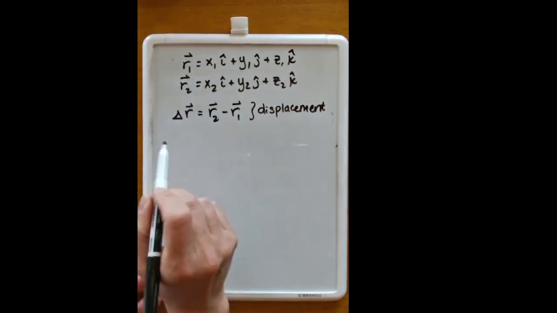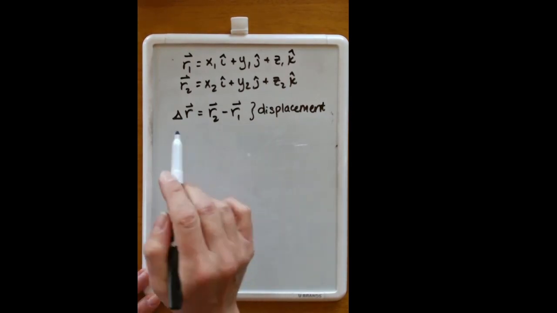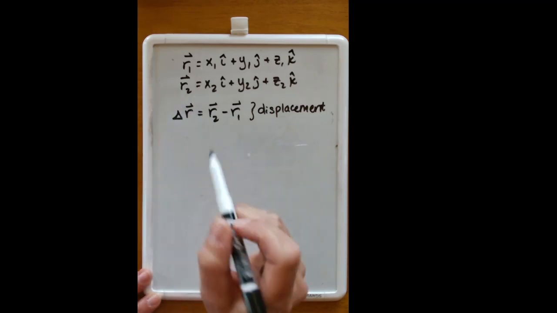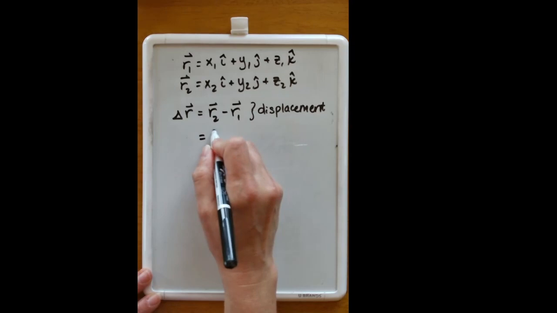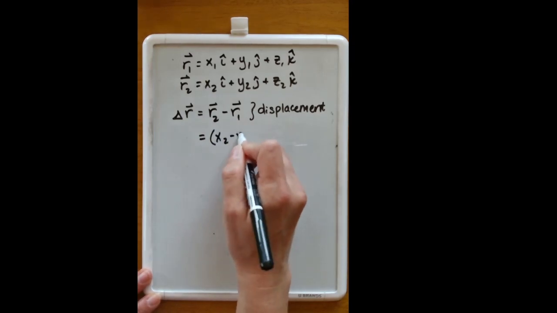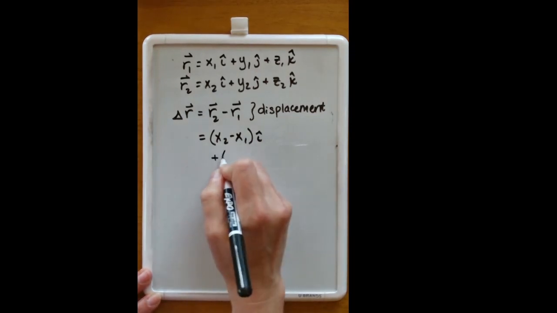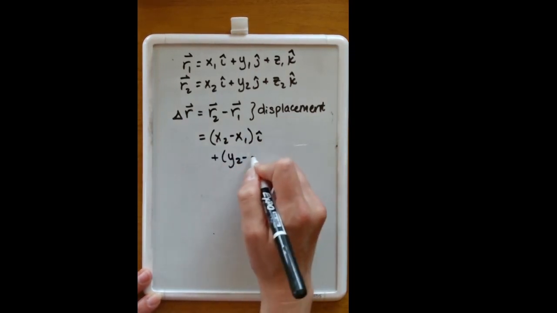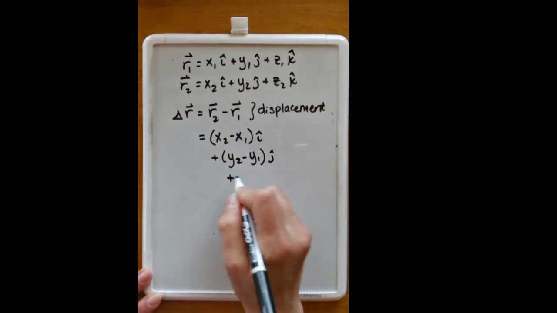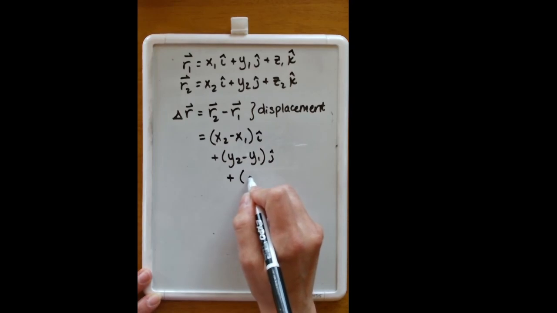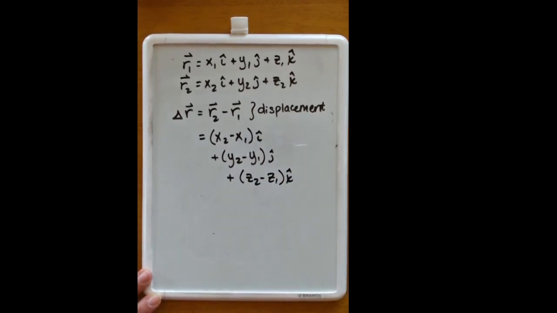And that change in r is also called delta r. So when we substitute in our equations for r2 and r1, that would give us x2 minus x1 in the i hat direction, plus y2 minus y1 in the j hat direction, plus z2 minus z1 in the k hat direction.